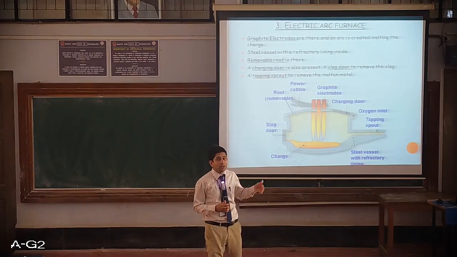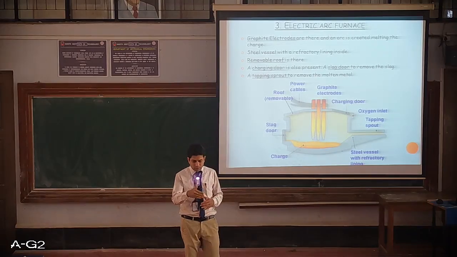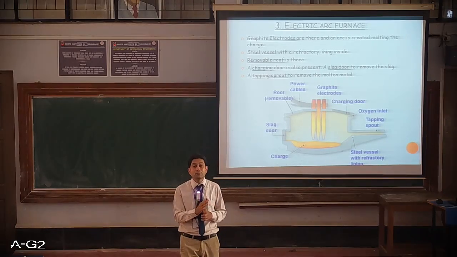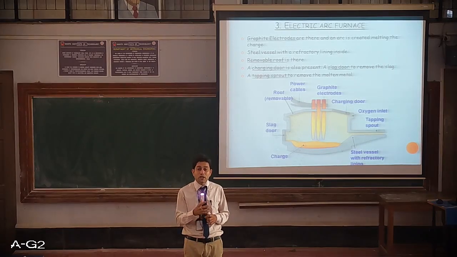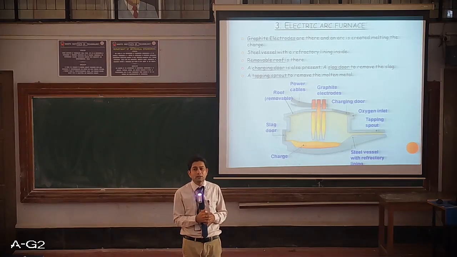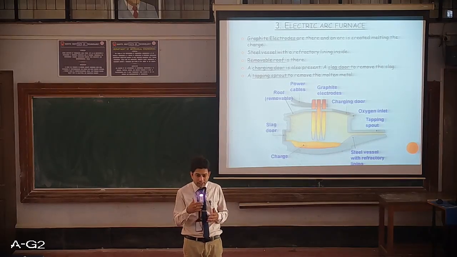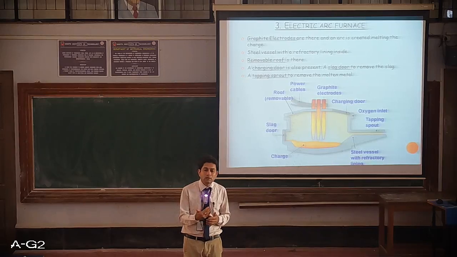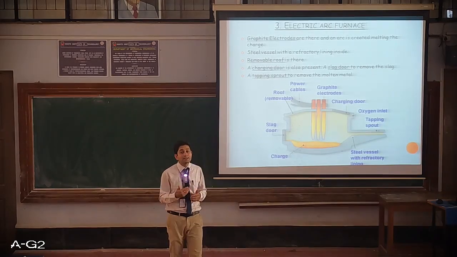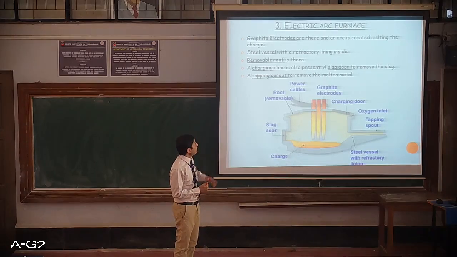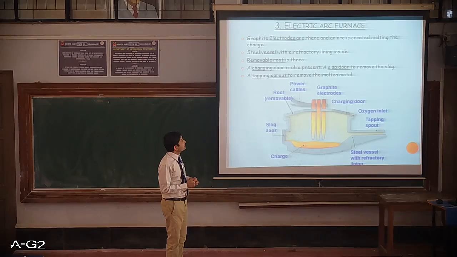Let us go ahead with the next technique, called the electric arc furnace. In this type of furnace, electricity is used for melting the metal. In the previous two furnaces, charcoal or gas was used to produce the heat. In this and the next technique of melting metal, we make use of electricity. So coming to the electric arc furnace, graphite electrodes are there, and an arc is created, melting the charge.